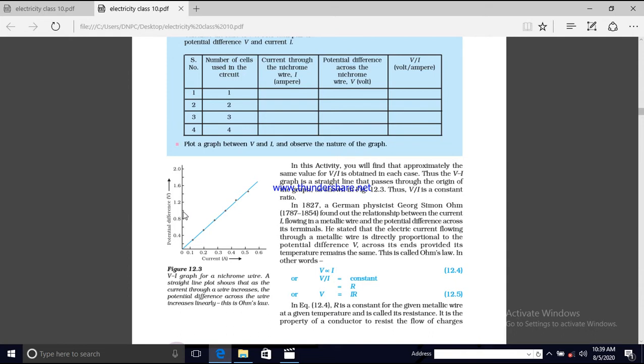The potential difference increases and reaches around 1 volt. And what about the current? The current is also increasing. The current is nearly 0.35 amperes. So far we have seen what is happening.